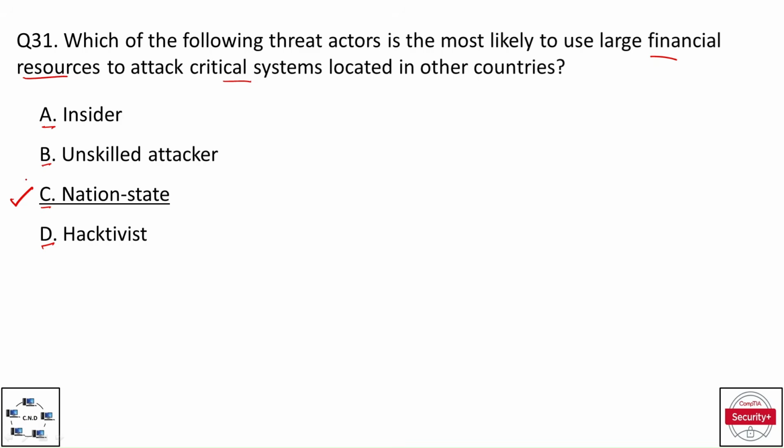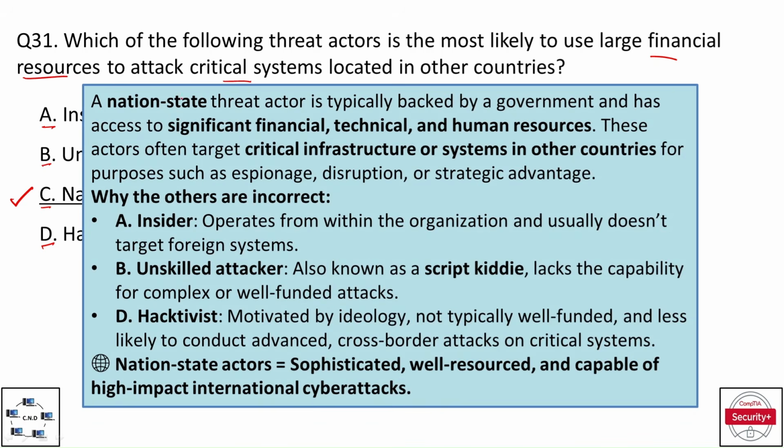option C, nation state. So a nation state threat actor is typically backed by a government and has access to significant financial, technical, and human resources. These actors often target critical infrastructure or systems in other countries for purposes such as espionage, disruption, or strategic advantage. Why the other options are incorrect? Option A, insider operates from within the organization and usually does not target foreign systems.